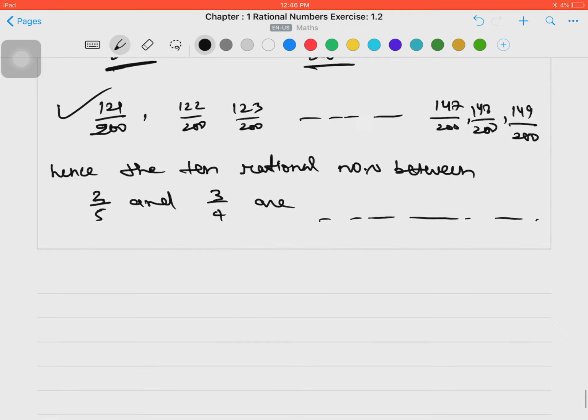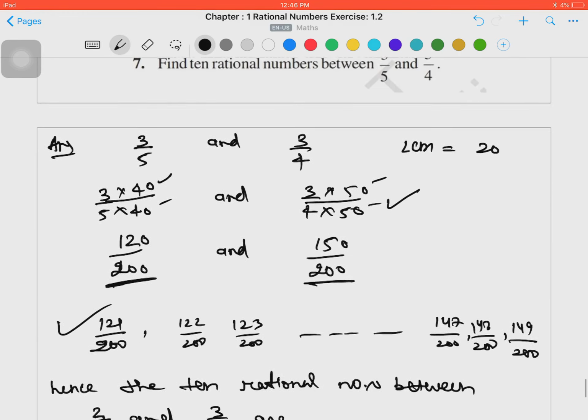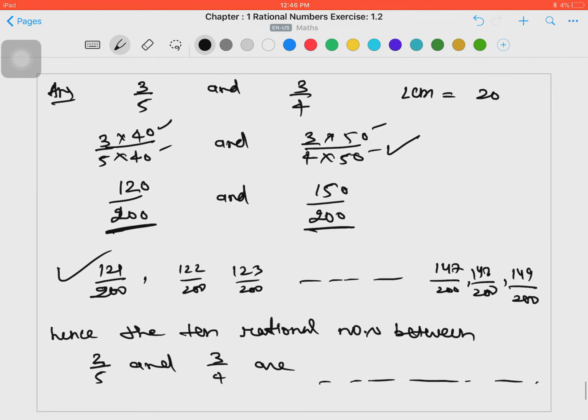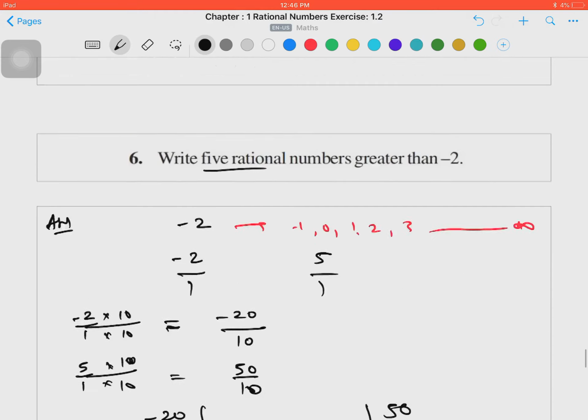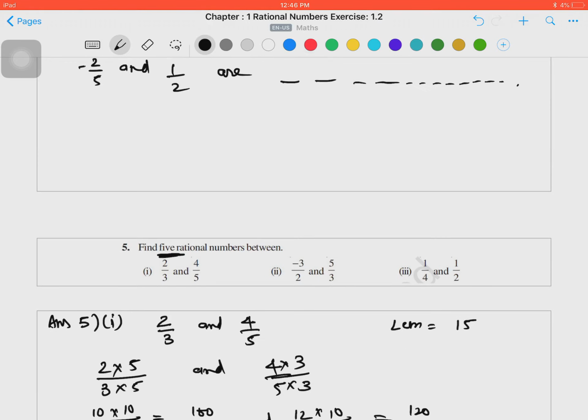Okay, so now we have completed the exercise, all the 7 questions of exercise 1.2. Now your homework is these two part of question number 5, and also you have to try the remaining 2 examples, example number 8 and example number 9 of your NCERT textbook.